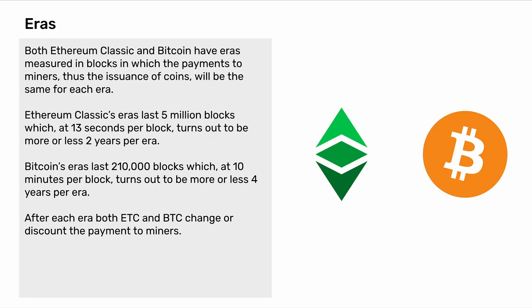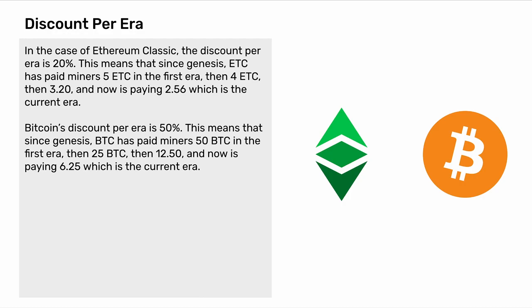After each era, both ETC and BTC change or discount the payment to miners. Discount per era. In the case of Ethereum Classic, the discount per era is 20%. This means that since Genesis, ETC has paid miners 5 ETC in the first era, then 4 ETC, then 3.2 or 3.20, and now is paying 2.56, which is the current era.